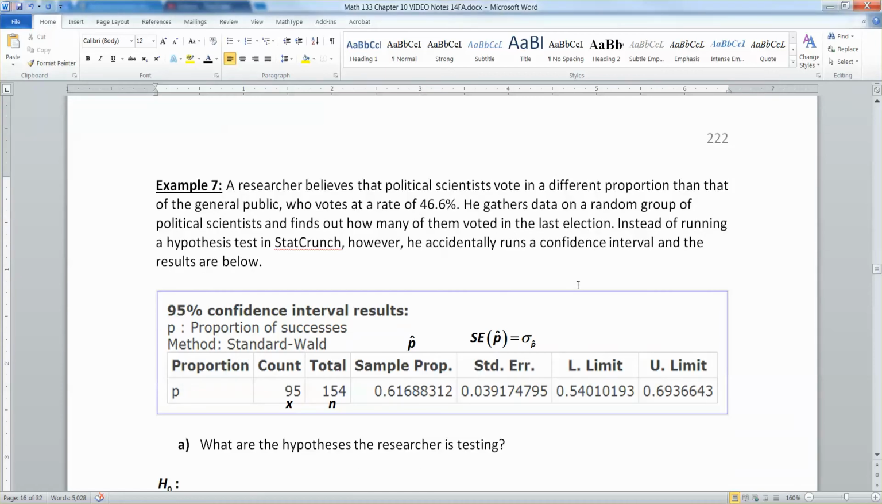For our last example in this section, I want to show you that you can use a confidence interval to do a lot of your testing work as well, rather than just a hypothesis test. So let me show you how this is going to work.